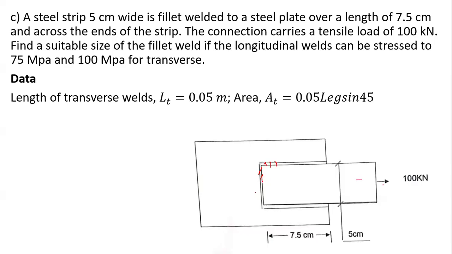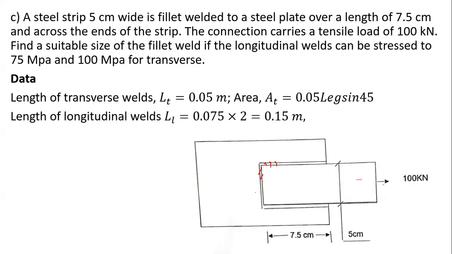And if you talk about the longitudinal one, along the length, you can already see that this is the length, 7.5 centimeters, and there are two. So 7.5 centimeters divided by 100 gives 0.075. At the same time, you have two of them. So your length for the longitudinal weld becomes 0.15 meters. But we are targeting the area for this.